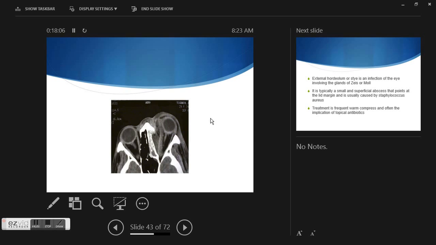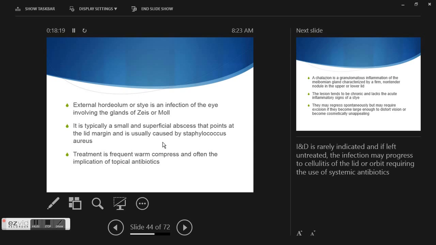And here you can see a CT that I found of orbital cellulitis, and you can see that there's much more edema and swelling that involves the globe and the actual nerve.